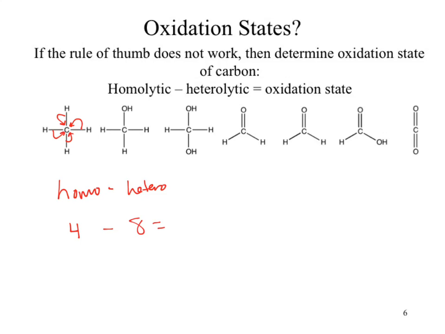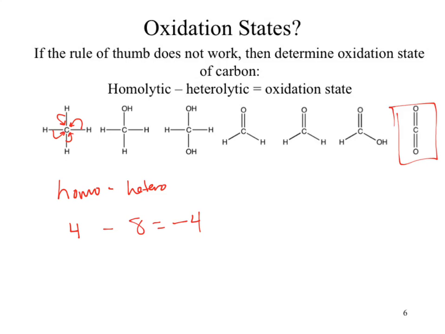Oxidation state of the carbon. -4. It is fully reduced. We're looking at the smallest oxidation state possible. Let's go ahead and look at the fully oxidized state, the extreme spectrum of this.